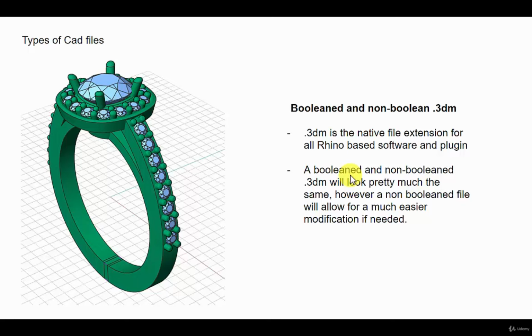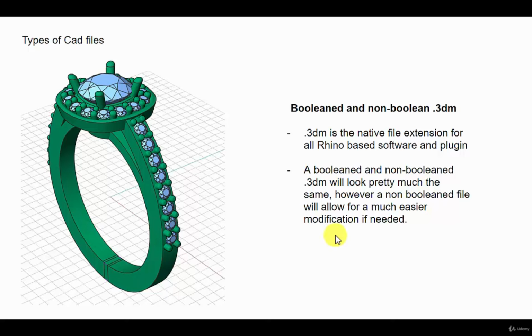This file can be Boolean or not Boolean. If it's not Boolean, it basically means that it has different objects. Like in this case, the shank would be an object, the prongs would be another object, the halo would be another object. Of course, the stones is just for reference, okay? So if the file is not Boolean, it means that it can be edited much easier than if it's Boolean.